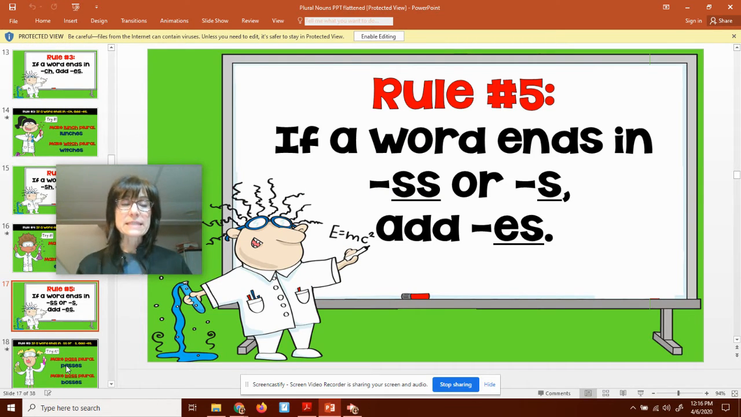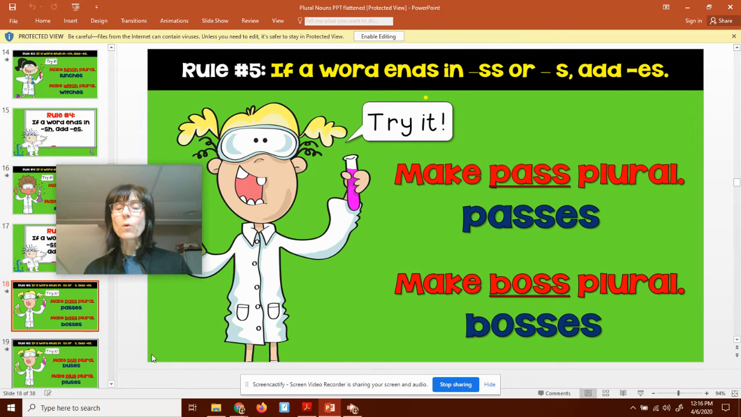Rule 5 is this. You've got words that sometimes end in SS or S. And in those cases, we want to also add the ES. For example, the word pass. If I'm making passes, I'm going to add an ES. Two S's, add the ES. I have a boss, but maybe I have bosses. And that would be an ES also.